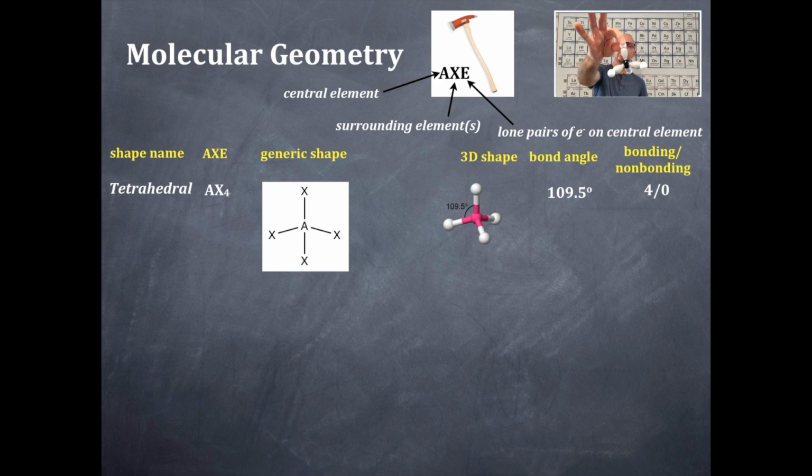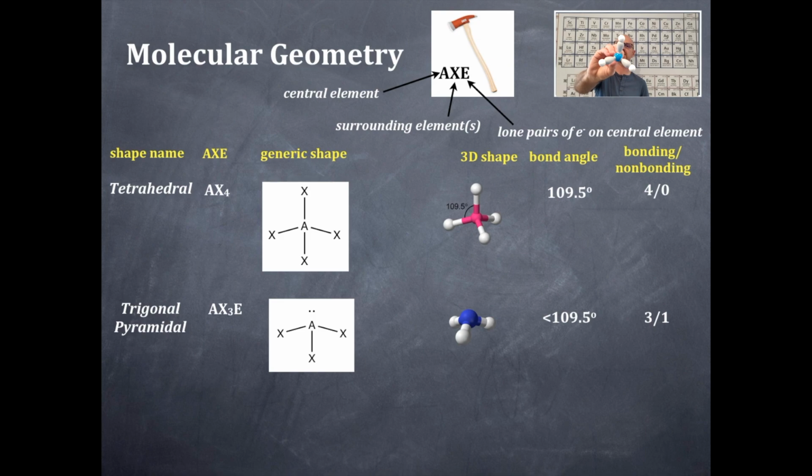So if we were to take away one of these atoms, let's say, the white one that I'm holding right now, and replace it with the lone pair of electrons, we're going to get a trigonal pyramidal. See the white, that's trigonal for three. Trigonal and pyramidal. Okay, the blue thing in the middle is the A. The white things are the X's, and the E is this kind of tannish looking thing that I'm holding on to. So that's trigonal pyramidal. So it's AX3E. This has bond angles that are less than 109.5.